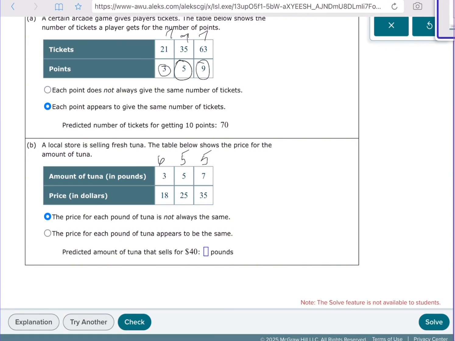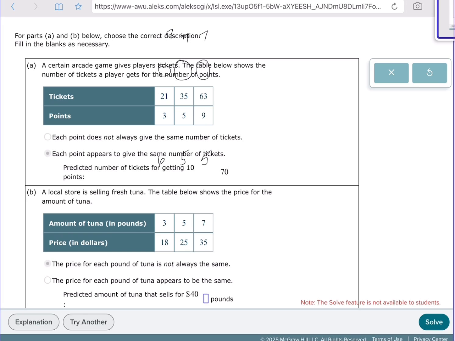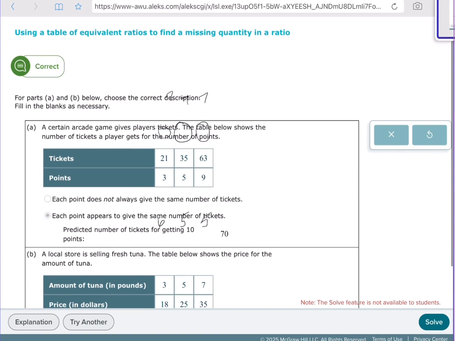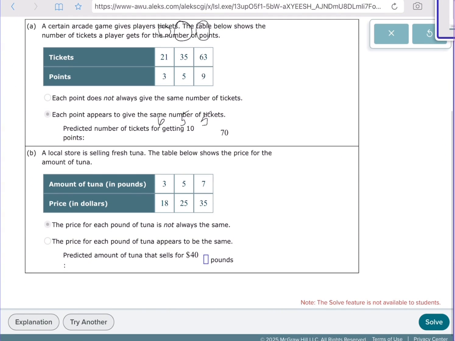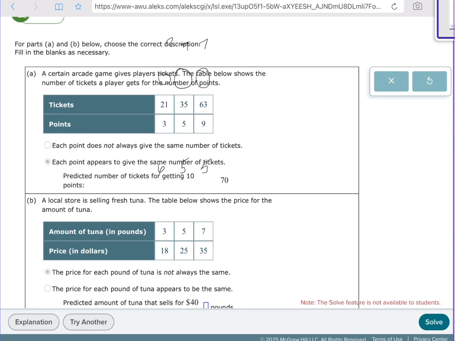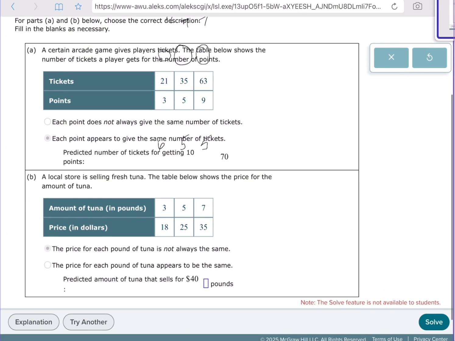And then the predicted amount of tuna that sells for $40. Well, if I divided 40 by 5, I would get 8. But the first one doesn't match that. So let's see what happens here. And it's correct. So there is no predicted amount of tuna that sells for $40 because it wasn't consistent. When you divided 18 by 3, you got 6, and then 25 divided by 5 was 5.